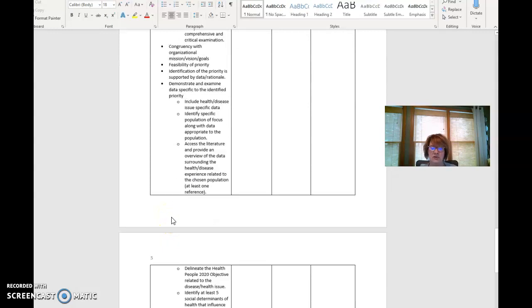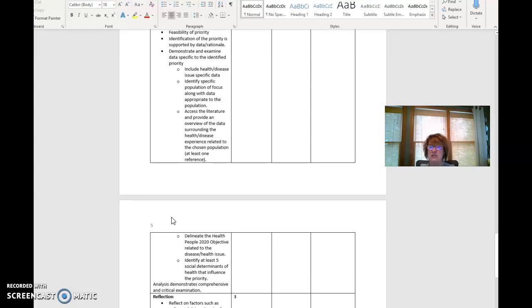So you're going to look at data that's very specific to the priority that you've established. So you really want to dive deep then, once you have your priority established, into what that priority truly encompasses so that you can be very focused as you design your project. So you're going to want to dive into the literature about your area of focus. You're going to want to take a look at Healthy People 2020. And you're also going to look at those social determinants of health, because we can't just address an issue.